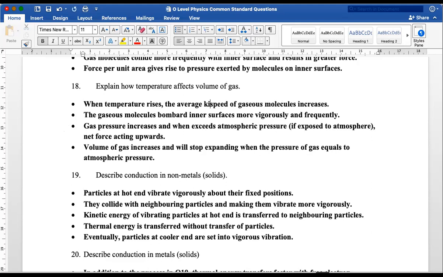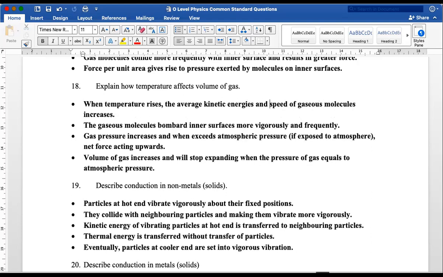So we should also mention kinetic energy as well. Whenever temperature is mentioned, it's important to also include the kinetic energies of the molecules.